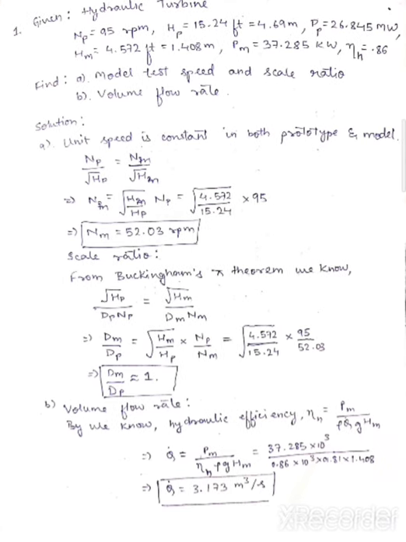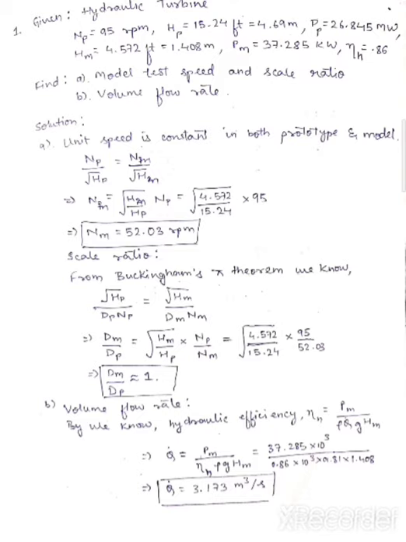So in the first question, we have been given a prototype hydraulic turbine which operates at a speed of 95 revolutions per minute at a head of 15.24 feet and produces an output power of 26.845 megawatt. The laboratory facilities are available to make a model hydraulic turbine which operates at a head of 4.572 feet, produces an output power of 37.285 kilowatt and runs at a hydraulic efficiency of 86% or 0.86.